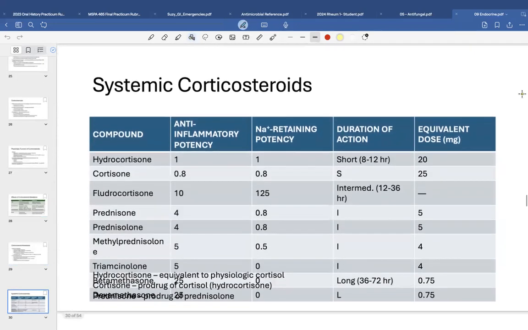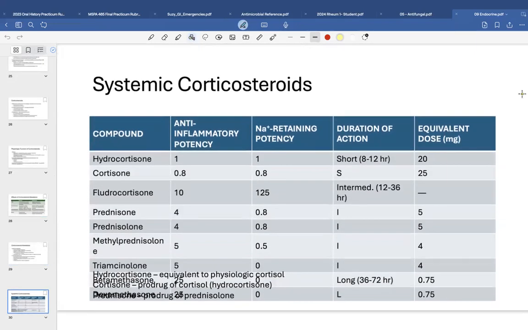Pharmacologically, these are systemic corticosteroids. We talked about a lot of other steroids in the asthma unit, in the dermatology unit. Of course, those are more topical, local administered agents. These systemic agents are given either orally or IV, and obviously act throughout the entire body.